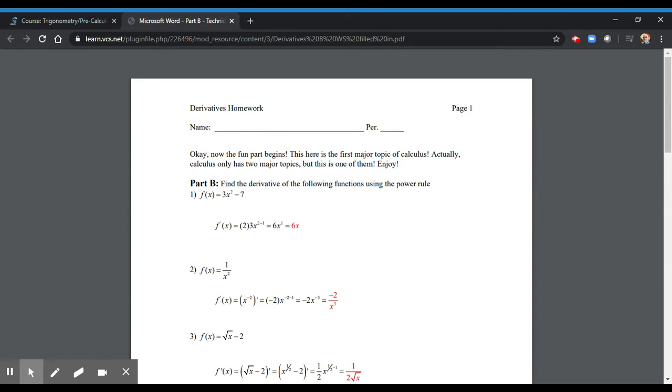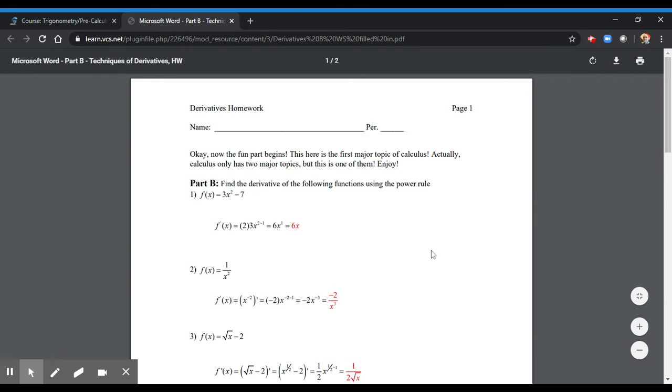Okay, we're going to go over the derivatives in-class worksheet for part B. Okay, here's where the fun begins. All right. This really is the first major topic of calculus. Okay, calculus really only has two major topics, and this is one of them. So we're going to have some fun with this.